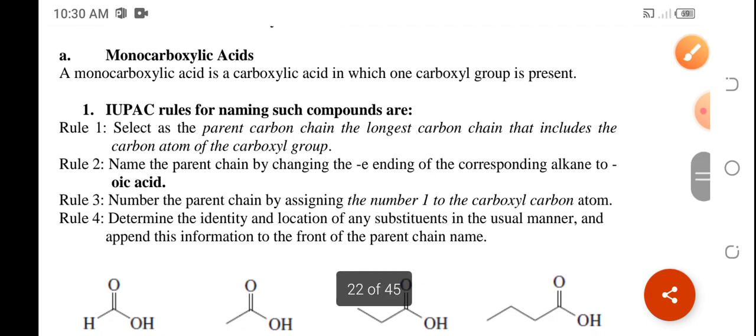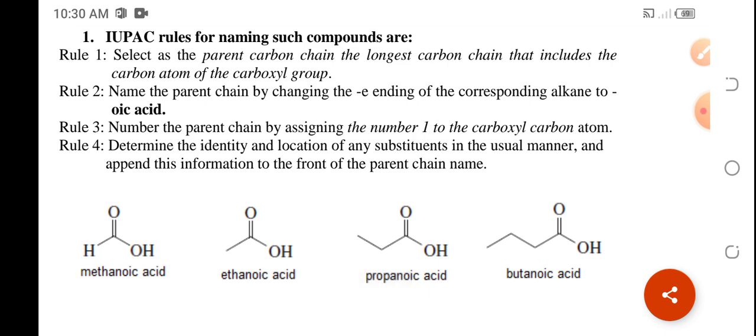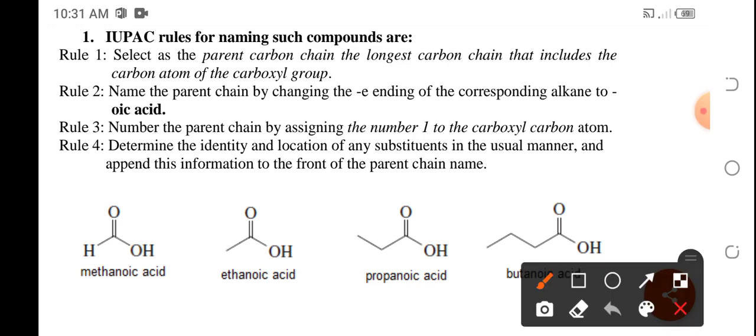Since we are referring to this group of carboxylic acids, the functional group, the carboxyl group, will always be assigned as carbon number 1. Then the numbering follows so that you come up with the lowest numbers for any other substituents, but carbon number 1 is still the carboxyl group.